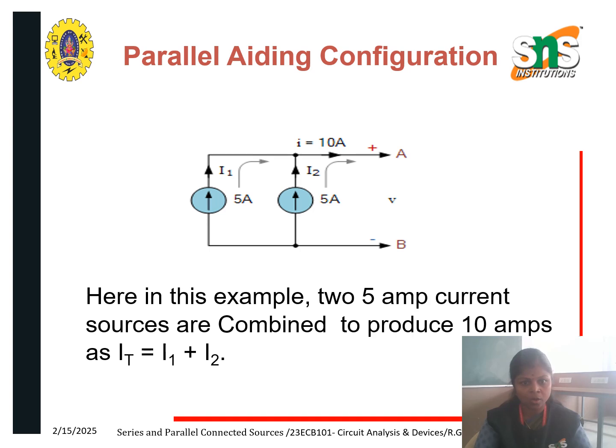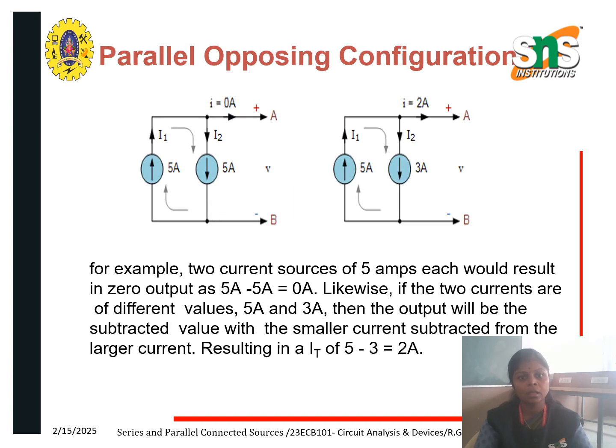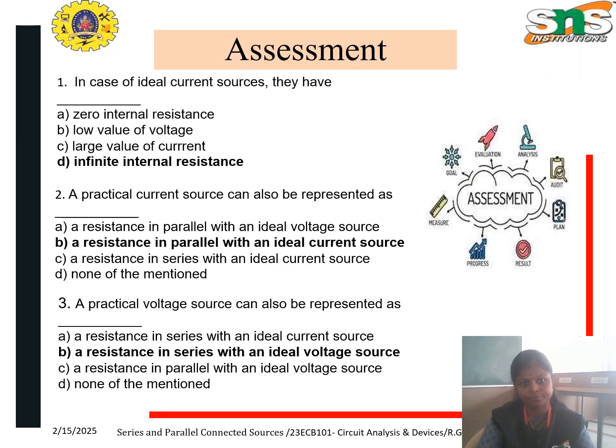In the aiding configuration, two 5 ampere currents are combined to produce 10 ampere of current. In the same circuit with opposite direction, 5 ampere minus 5 ampere, the current will be 0. 5 ampere minus 3 ampere, the current will be 2 amperes.